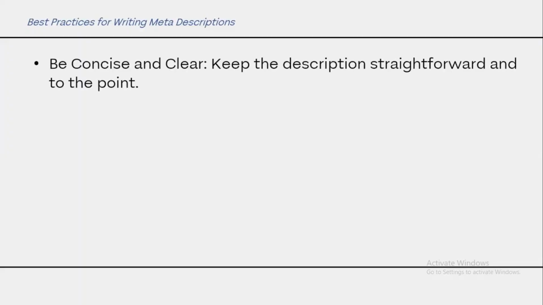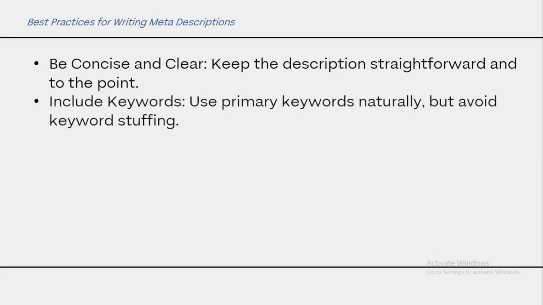Number one, be concise and clear. Keep the description straightforward and to the point. Imagine you summarizing all of your content to 160 characters. Include keywords. Use primary keywords naturally. So don't stuff your keywords. Keywords should appear naturally in such a way that users will not outrightly identify what your keywords are, but your keywords should be relevant to the search queries.